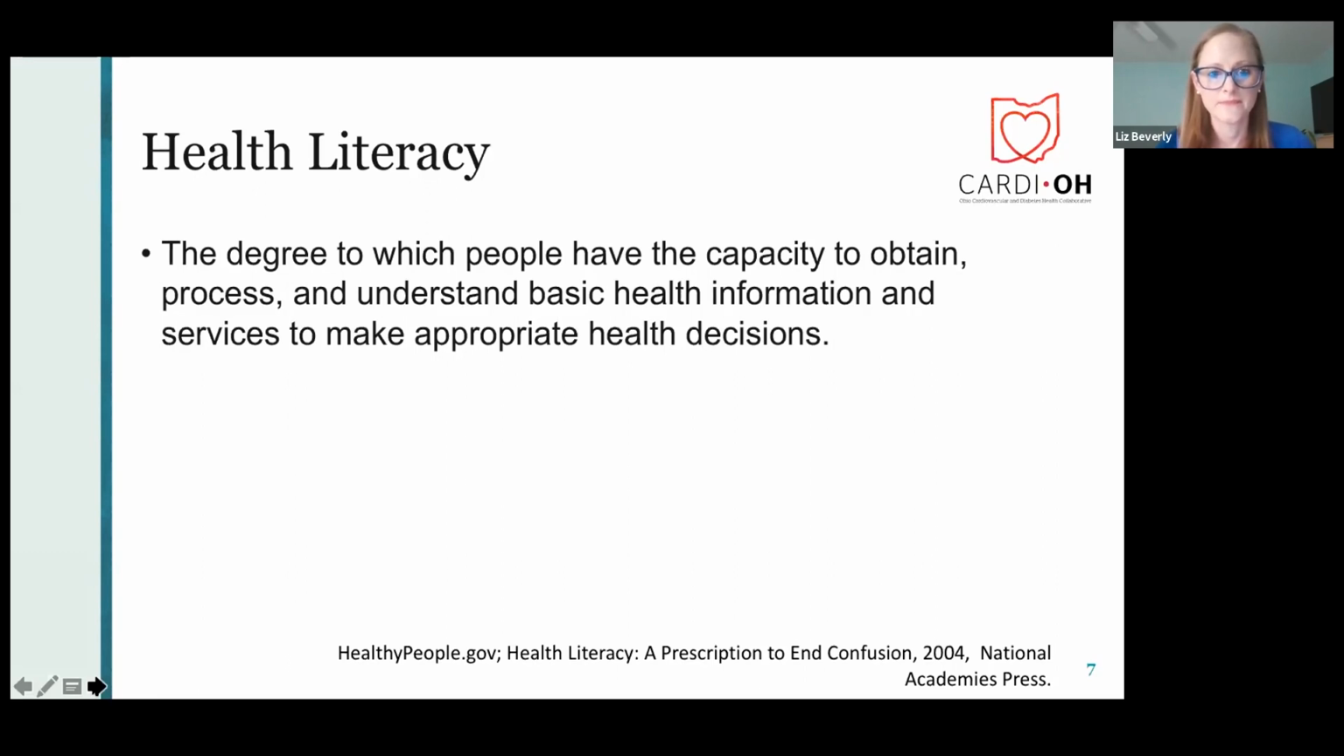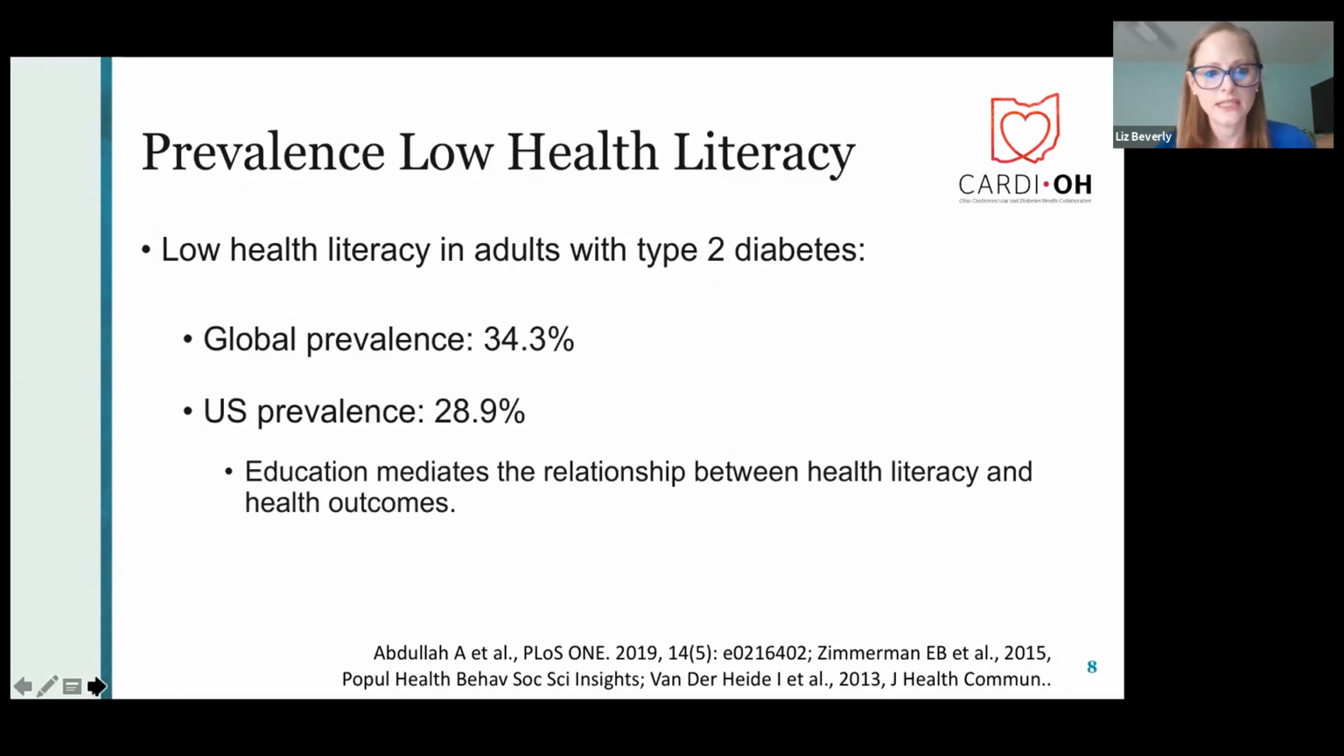There was a very recent one, in 2019, that came from PLOS ONE, a systematic review and meta-analysis. And as we know, that's the best source of information if we're going to make any type of evidence-based medicine decision. There was one that came out looking at the prevalence of health literacy across the globe. And then what they did is they assessed all of the different studies on health literacy as it relates to type 2 diabetes. And they came up with a global prevalence of 34.3%. So you see it's slightly above a third of the global population having low health literacy.